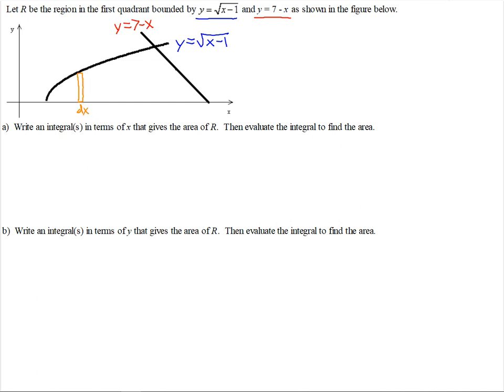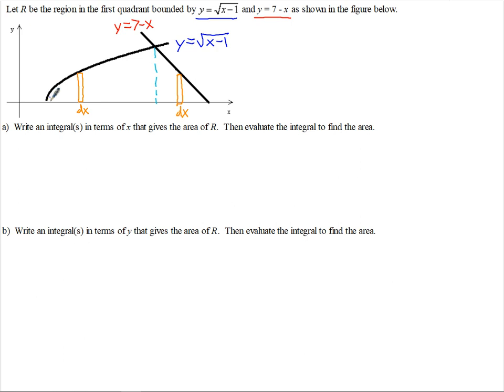But notice when you do that, the rectangle here is between the square root of x minus 1 and the x-axis. But right here, notice that actually changes. The curve on the bottom is still the x-axis, but the curve on the top changes to 7 minus x. So because of that, this would require actually two integrals. But in order to figure out where they start and stop, we'll need to figure out these different points here.